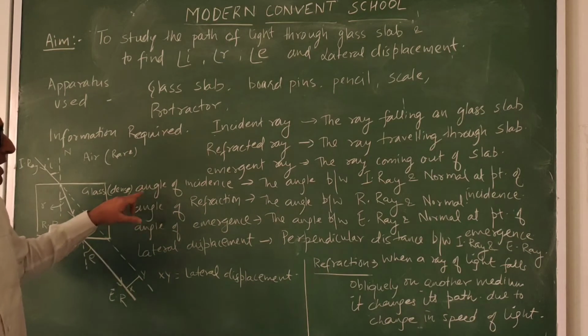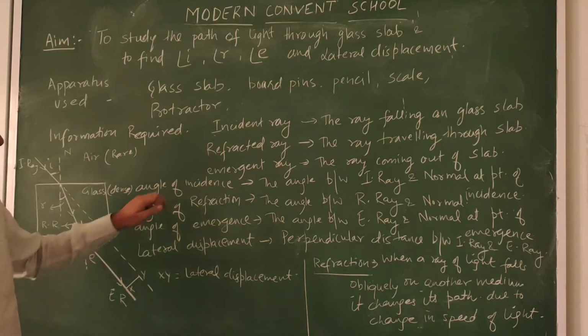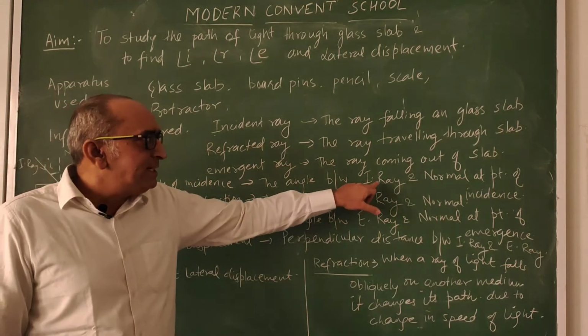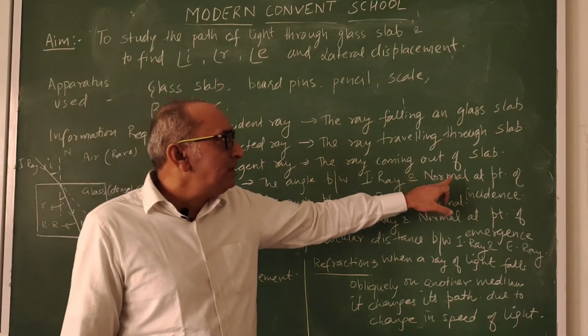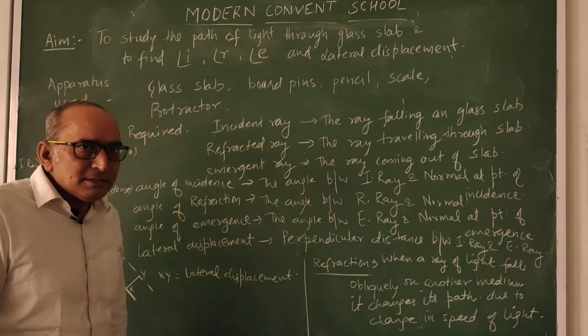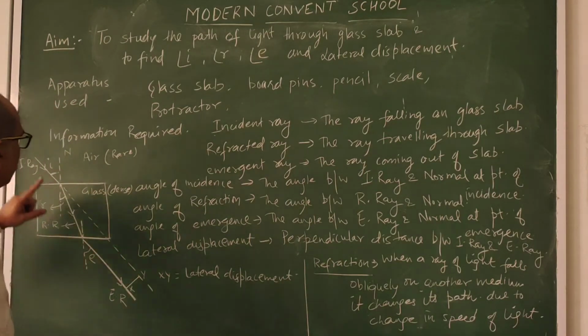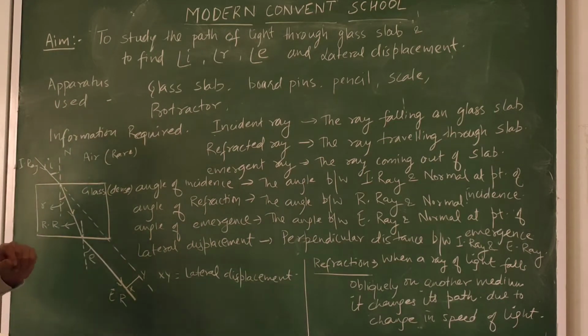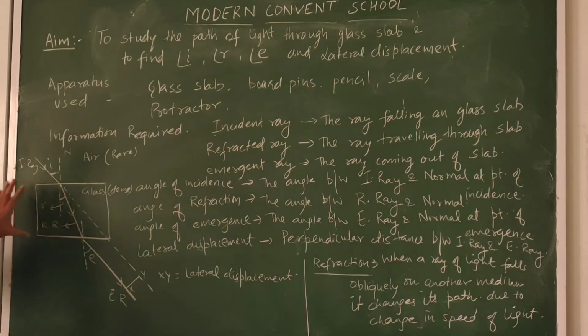Next, you should know what is angle of incidence. It is the angle between incident ray and normal at point of incidence. The point of incidence is the point where incident ray strikes the glass slab. See this diagram? Things will be more clear to you.